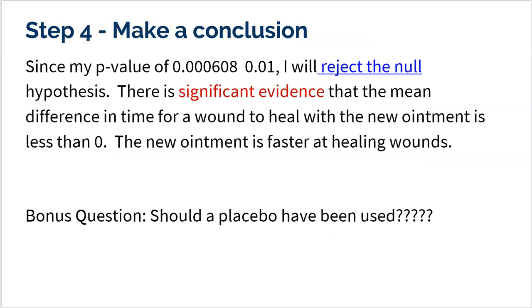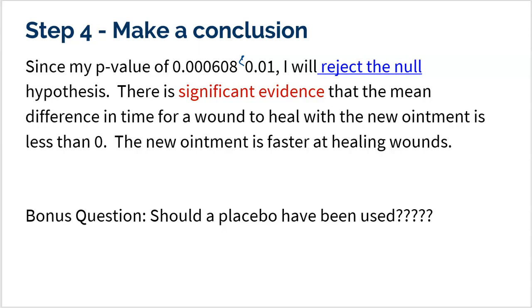So since my p-value, and I forgot my less than sign, is less than 0.01, I will reject the null. There is significant evidence that the mean difference in time for a wound to heal with the new ointment is less than 0. So my conclusion is that the new ointment is faster at healing wounds. So awesome, there is evidence that the new ointment works to heal wounds faster than nothing. So give a nice conclusion there in context, please.